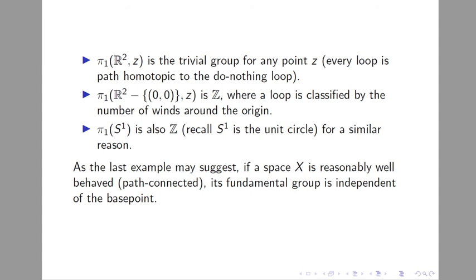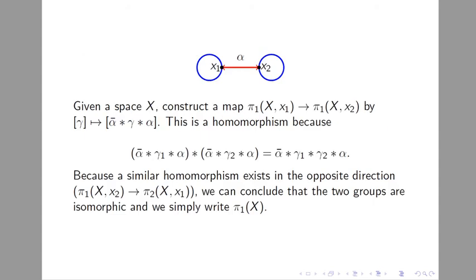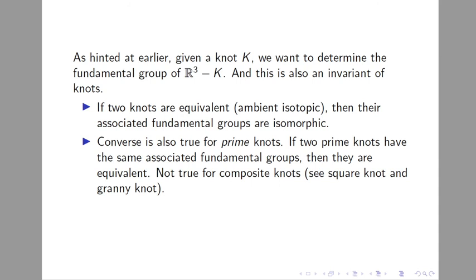As the last example suggests, if a space is well behaved, in this case meaning it's path connected, its fundamental group is independent of the base point, which is a good property to have. To see this, given two different base points in a space, we can start at one base point, take a path alpha to the other, walk around a loop, and take alpha back to the start, which defines a homomorphism between the fundamental groups at each base point. Since this homomorphism can be applied both ways, and with a little hand waving, we can see that these two groups are isomorphic.